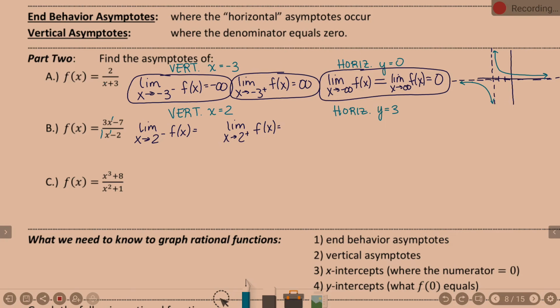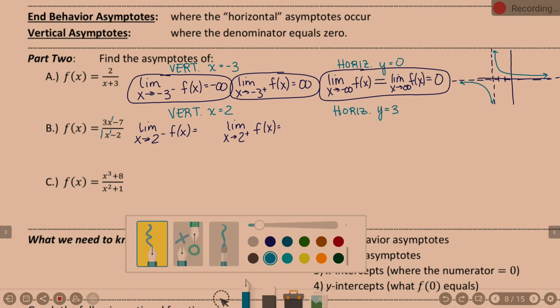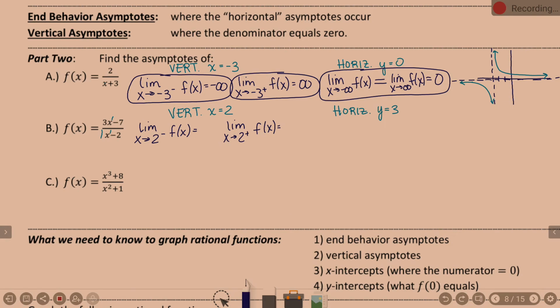What was I trying to get you to realize on the horizontal? My limits are always going to be what? Limit as x approaches negative infinity, and the limit as x approaches positive infinity. We haven't looked at the graph yet, but what are these both supposed to equal? 3. They're both supposed to equal 3.